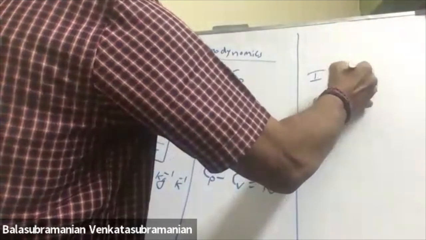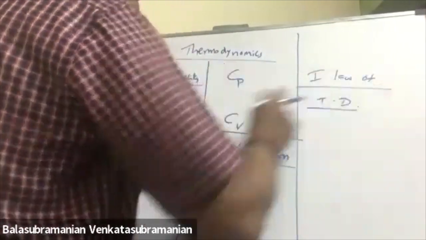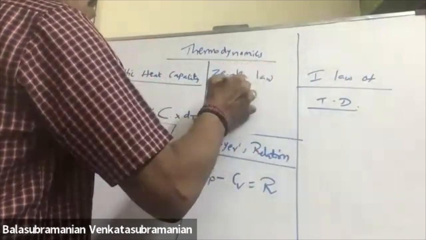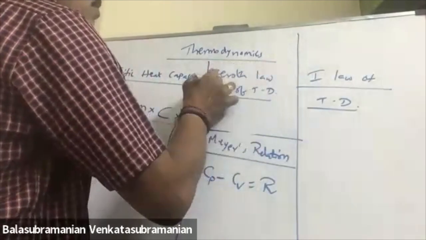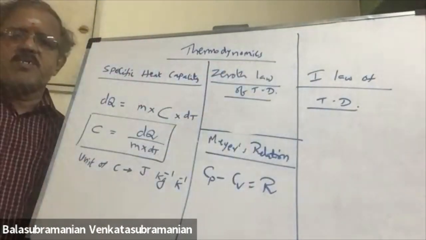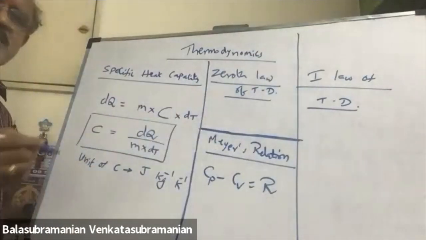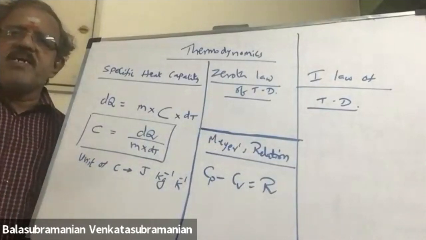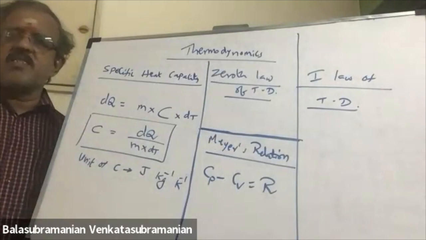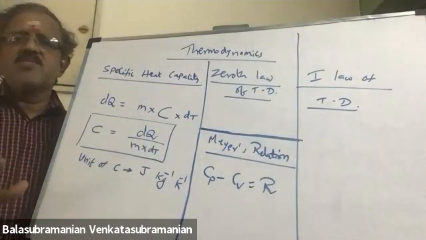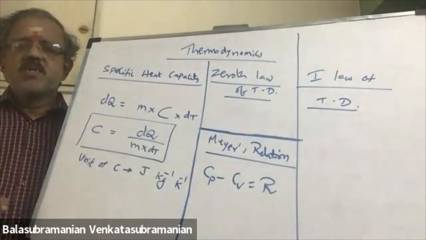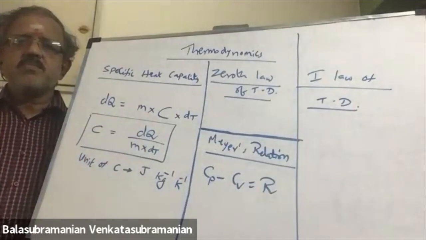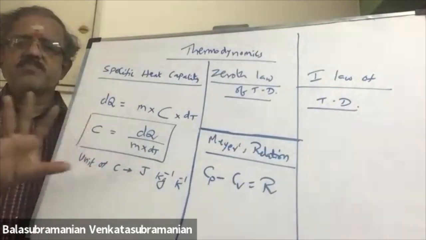First law of thermodynamics. Of course, we have the zeroth law also. Zeroth law of thermodynamics: A and B are in thermal equilibrium with one another. B and C are in thermal equilibrium with one another. Any system which has got pressure, volume, temperature, we call it a thermodynamic system.